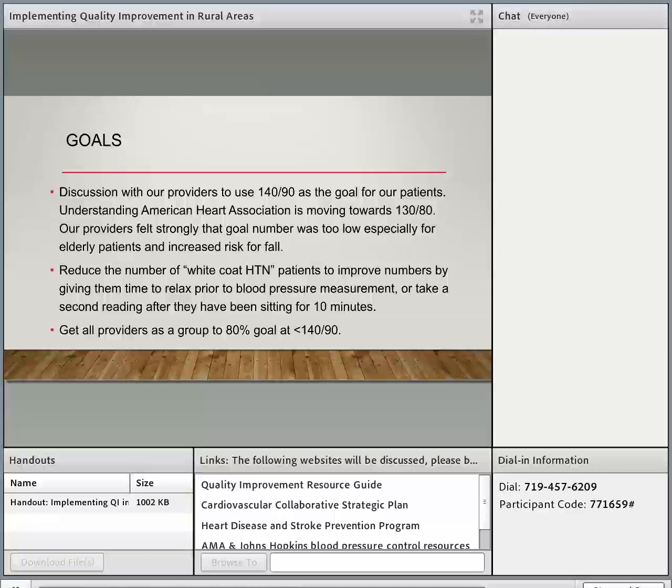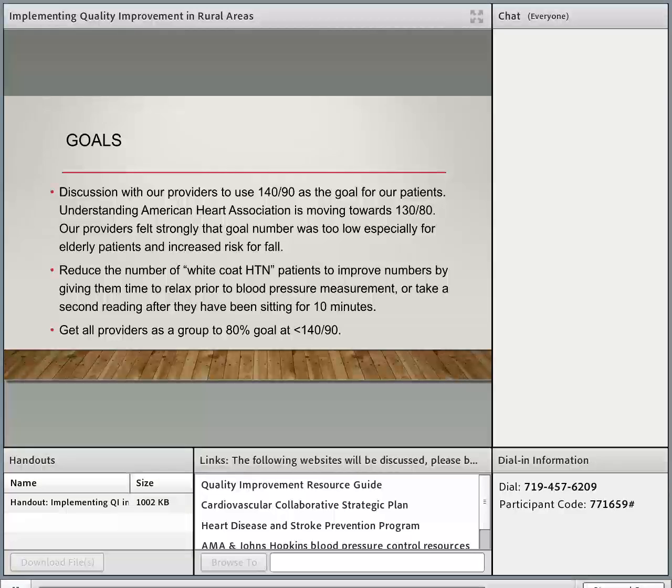So our discussion for our goal with our providers was to meet that guideline of 140/90 for our patients. Understanding that the American Heart Association is moving towards 130/80, our providers felt really strongly that that goal number was too low, especially for the number of elderly patients that we have in our community, which creates an increase in fall risk for those people.